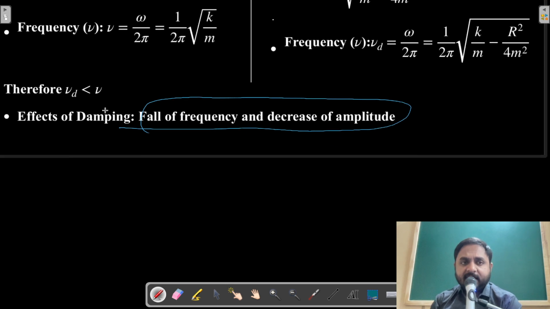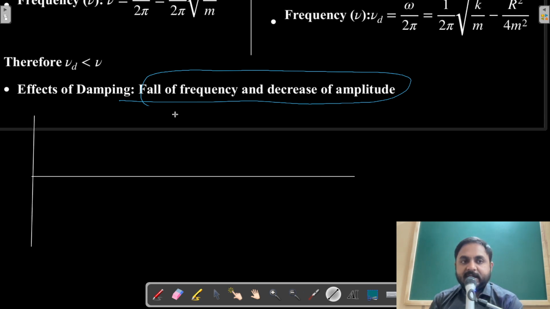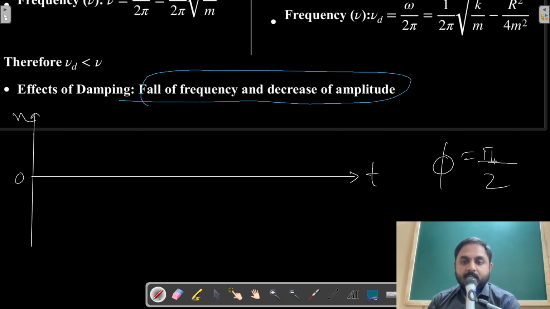And how does this graph look like? Let me draw the graph. The graph looks something like this. Let's say this is your x-axis and this is your t-axis. This is x, this is t, and this is 0. This is the 0 of displacement. Suppose your phase starts here. So I am assuming that phi is equal to pi by 2. Now your graph will look something like this.